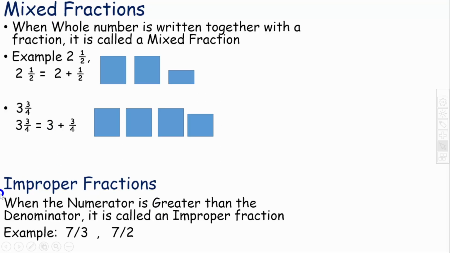Now next one we go to improper fractions. When the numerator is greater than the denominator, it is called an improper fraction. For example, 7 all over 3. The numerator 7 is larger than the denominator 3. So what do we have? It is called an improper fraction. The same thing, 7 all over 2. These are called improper fractions.